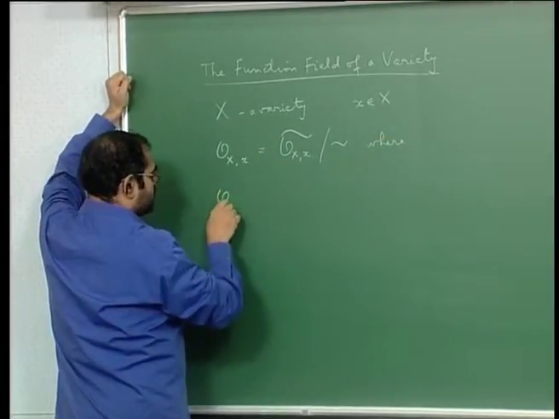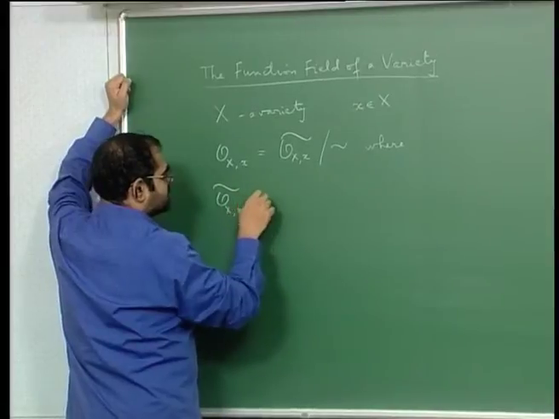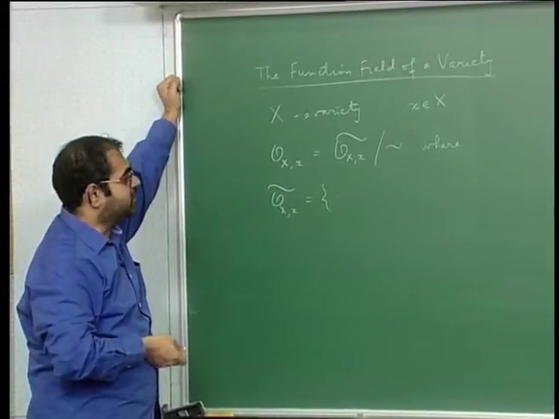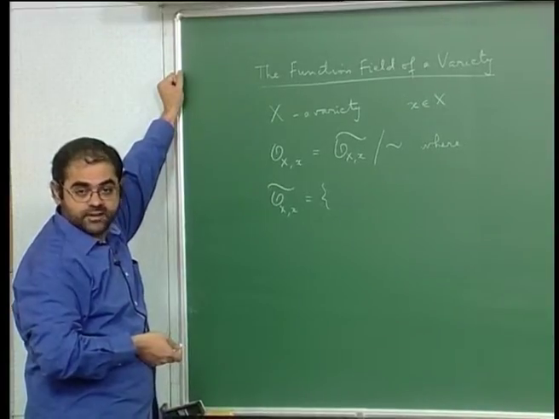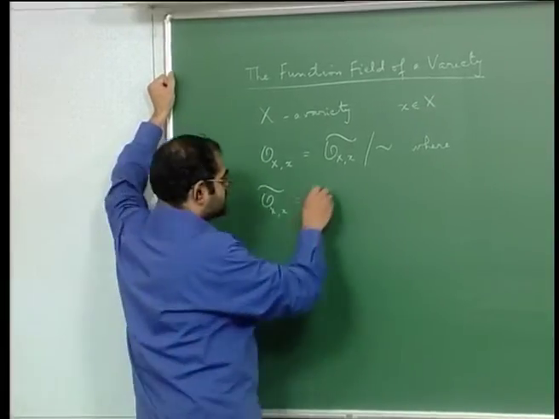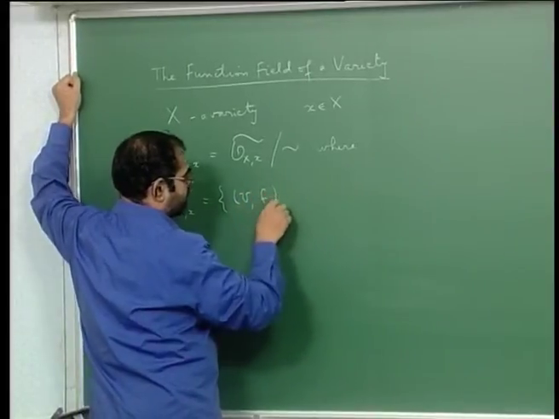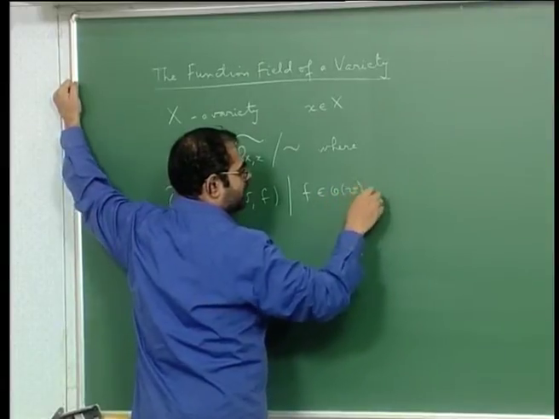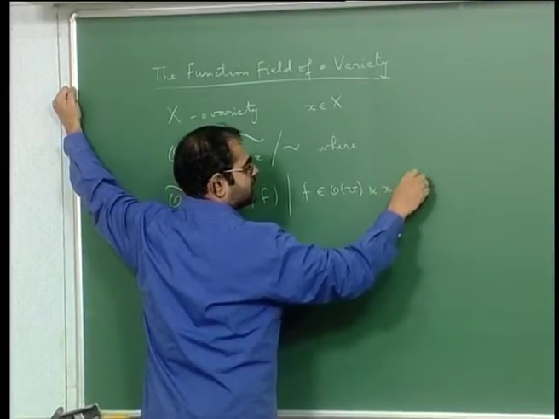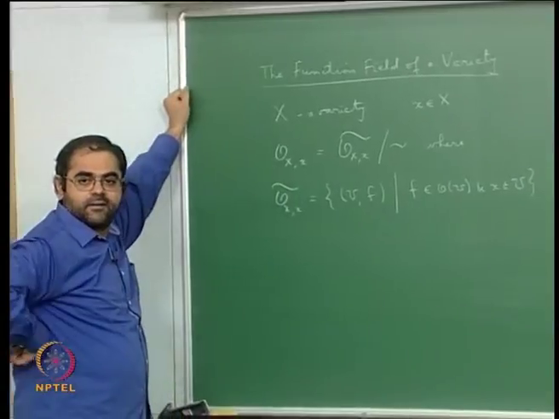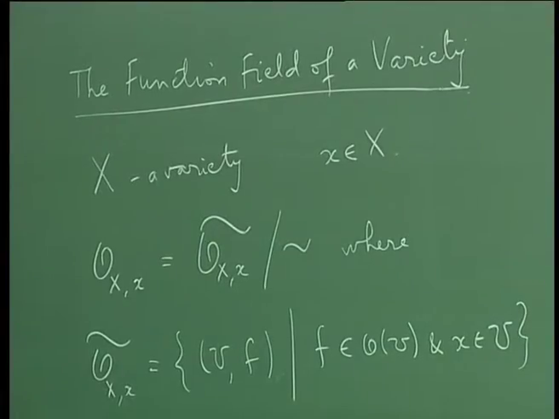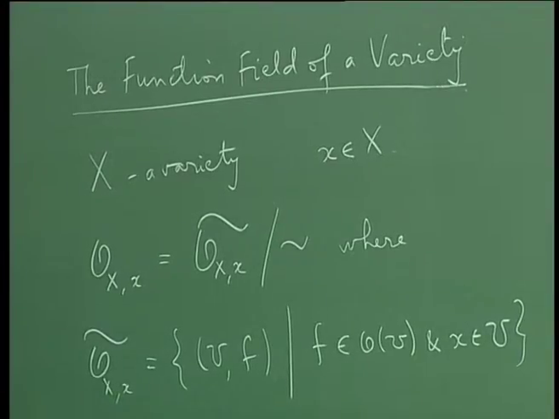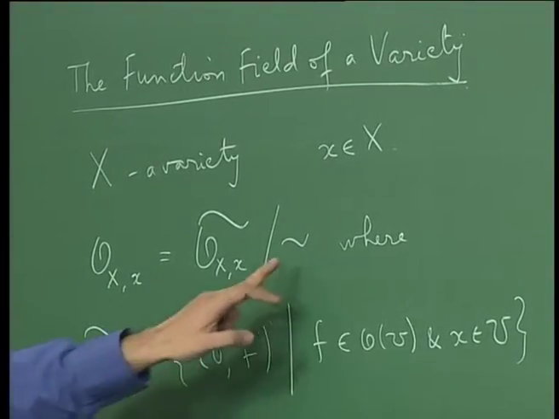And what was this O_{X,x} tilde? These were just pairs consisting of functions which were regular in some Zariski open neighborhood of the point x. So this consisted of pairs of the form (U, f) such that f is in O(U) and x belongs to U. You are just looking at functions which are defined on an open neighborhood of the point x and which are regular.